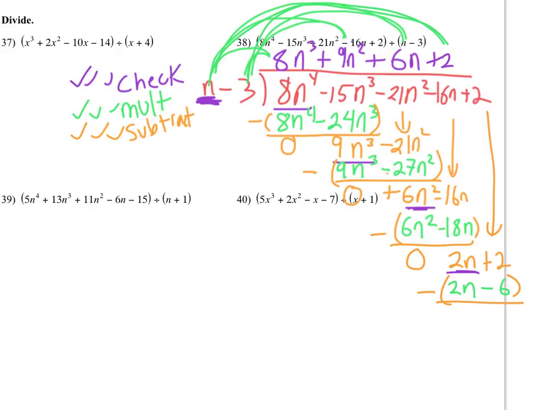And in doing this, we end up with 2n minus 2n is 0. 2 minus negative 6 is going to be 8. Since that's a number, that's going to be my remainder. The very last thing I need to do is to write that as 8 over my divisor, n minus 3.